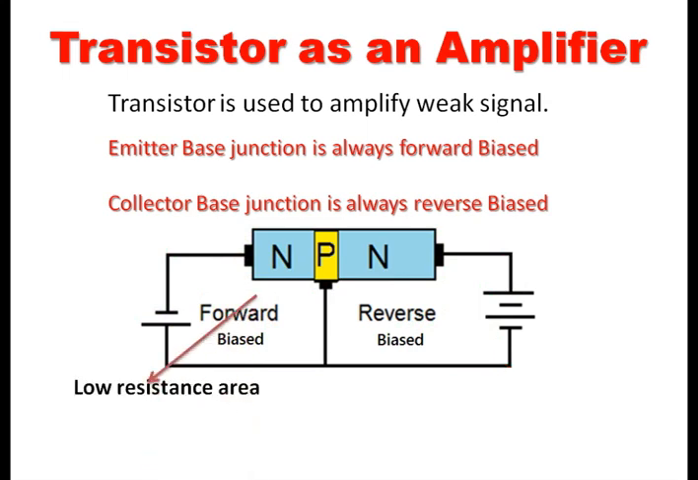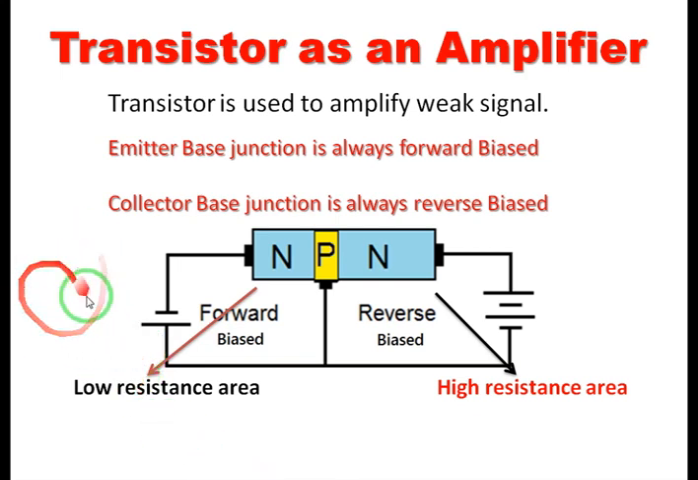The input region, which is forward biased, has low resistance. It is the low resistance area. The output side, which is the collector-base junction, is reverse biased and has high resistance. It is the high resistance area. So the input signal we provide at the input of the transistor will pass from the low resistance area to the high resistance area. Now our question is how the transistor is amplifying the input signal.